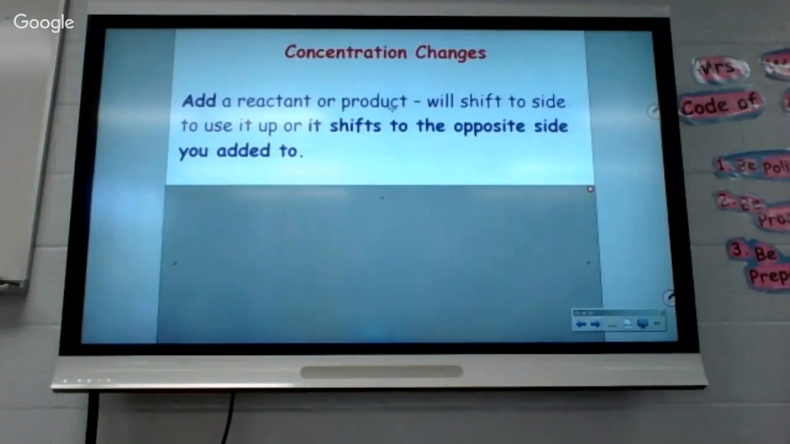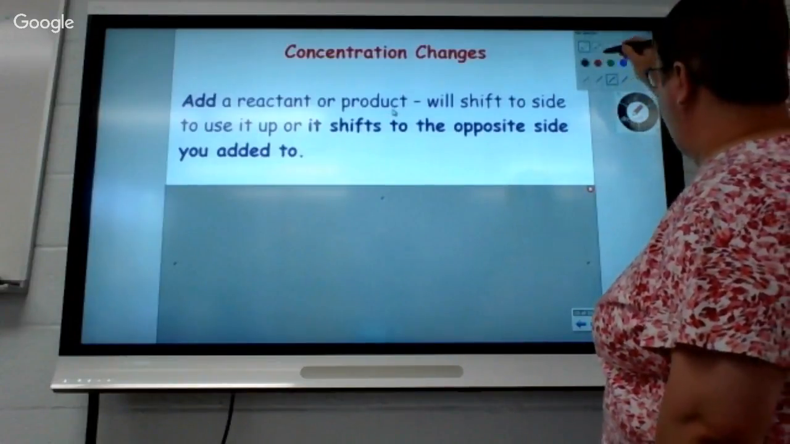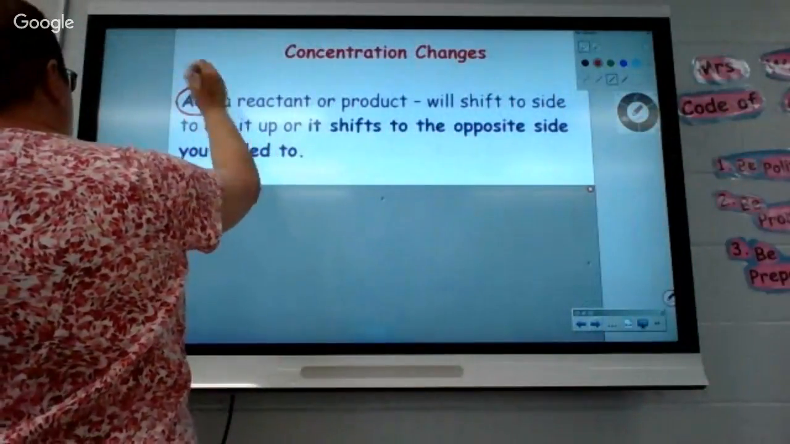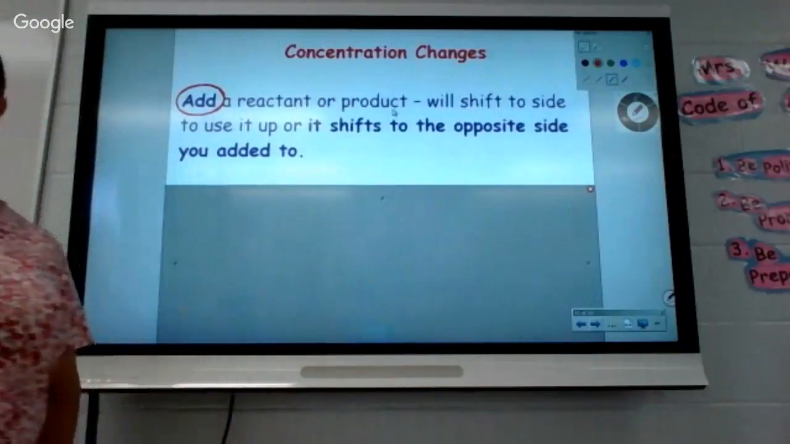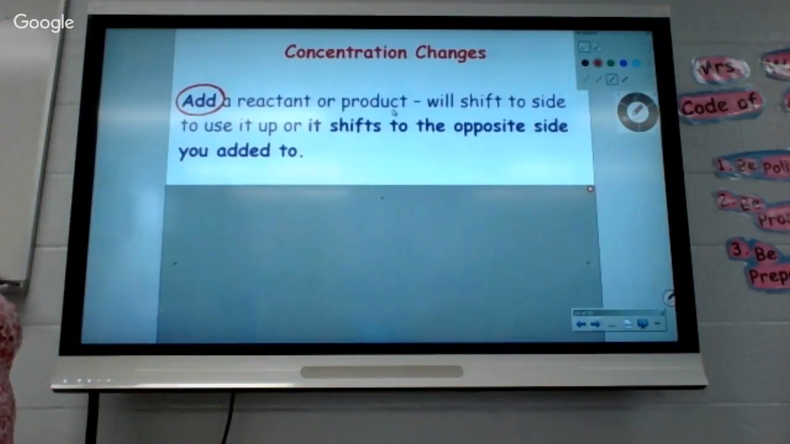Now, I told you last week that the hardest part for most of you will be the fact that you don't study and you have to learn the rules. And this is the part you're not going to do well with because you won't learn the rules. Now, the parts that you absolutely have to have are the bolded parts. If you add, and it doesn't matter if we add a reactant or product, all right, the reaction will shift to the side to use it up.